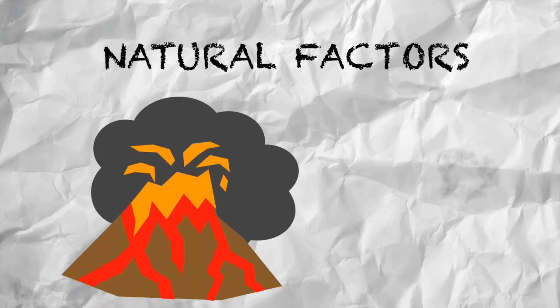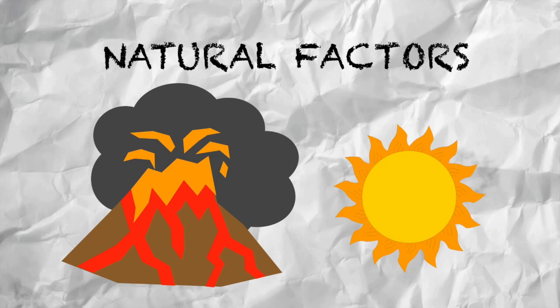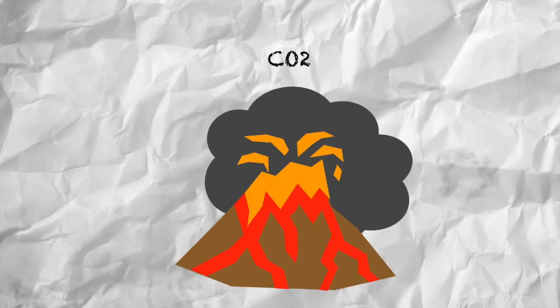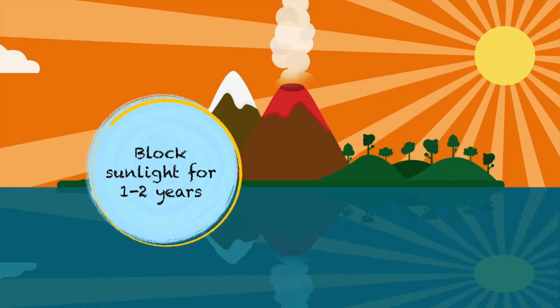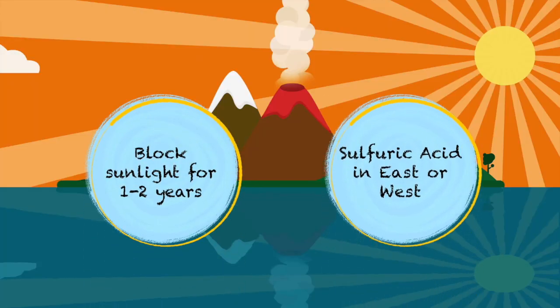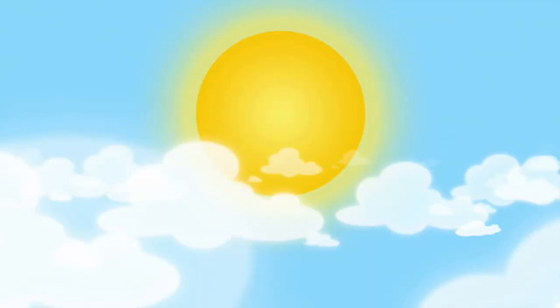2 natural factors that contribute to climate change are volcanic eruptions and variations in solar radiation. Firstly, volcanic eruptions release carbon dioxide into the atmosphere, as well as volcanic ash and sulfur dioxide. These aerosols can cause cooling of 1 to 2 years by blocking a variable percentage of sunlight. Sulfur dioxide particles combine with water particles in the air to form sulfuric acid, which is transported by winds around the planet in generally east or west directions.